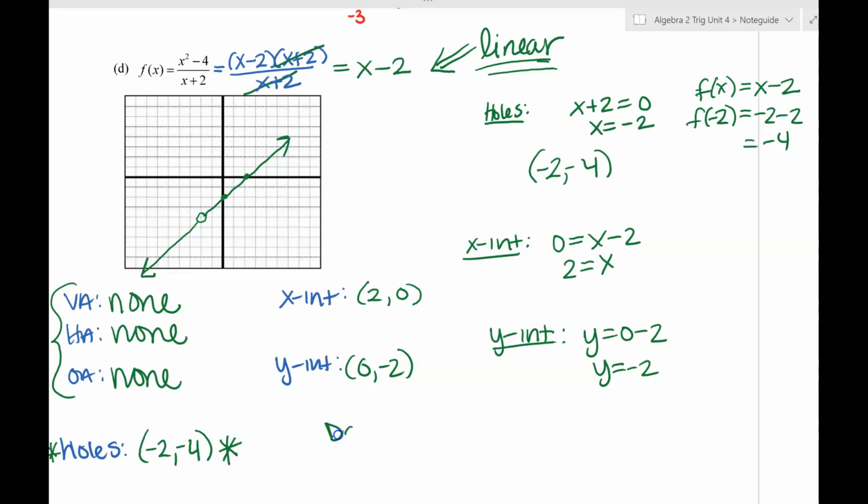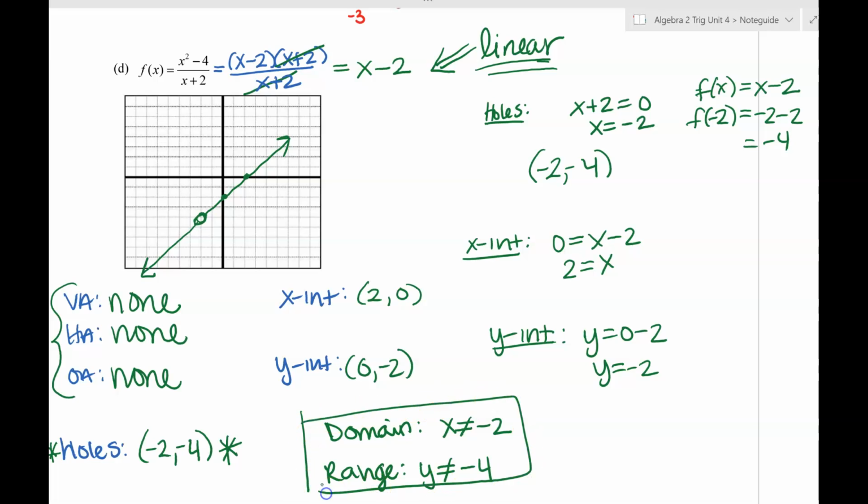And then for my domain and range, again, our domain is based on restrictions. Those come from the holes and the vertical asymptotes. So in this case, x cannot equal -2. The range of any line with a slope is usually all real numbers because it goes infinitely upward and downward. That's true here, except for remember we've removed this one point. So as far as the y values go, our graph has hopped over the y value of -4. So y cannot equal -4.